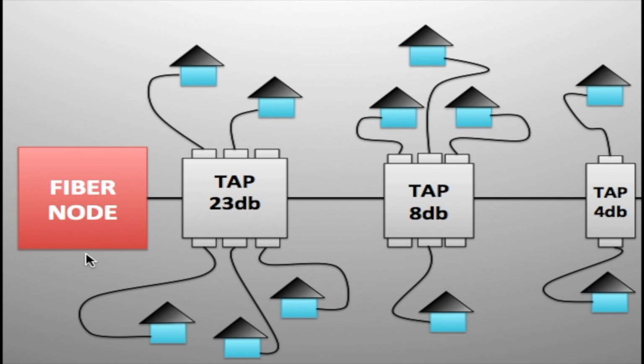Here we have a fiber node connected to the coaxial cable, and we have a tap, and this tap is 23 dB, and we have the customers connected to this tap. You see the RG11 or RG6 cable all connected to the tap. Now you'll notice this tap is 23 dB. That is because it is very close to the fiber node. As we move further away, you see the dB level drop to 8 dB here, and even further away it is 4 dB at this point.